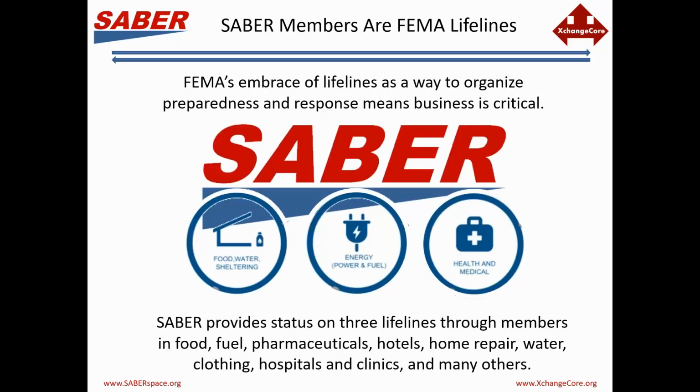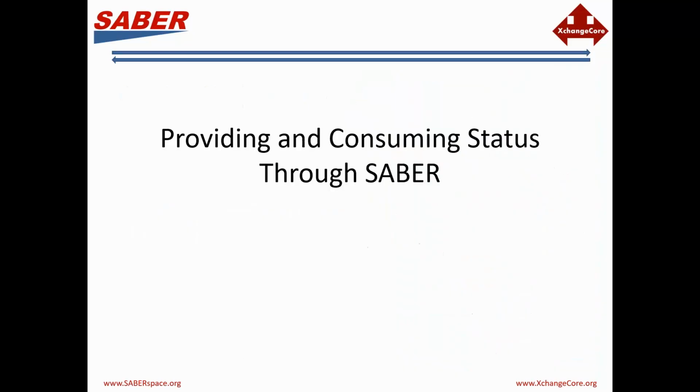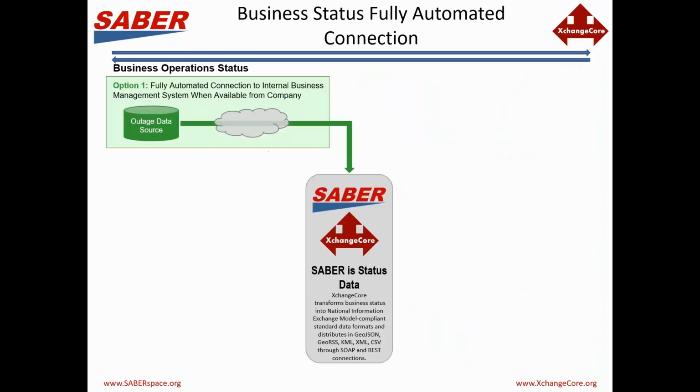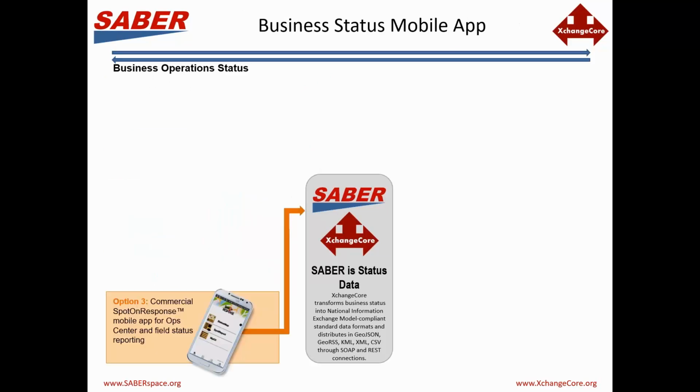The information from SABER and the food and fuels and pharmaceuticals and others fit into FEMA's lifelines. SABER has won awards in 2017, 2018, so we are on a flow of success here. And the way this all works that you're going to be seeing is a fully automated connection into the SABER XchangeCore. Optional spreadsheets, and I'll show you the results of some of those. But the thing that we're going to focus on is the mobile app entry of information into SABER.